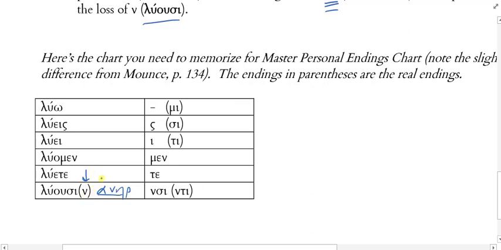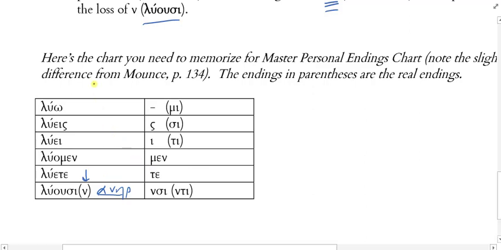All right, so that movable nu is not a personal ending nu. This is what I really want to stress. The personal ending is not nu here. Okay. All right, and that's going to make a difference for us a little bit later.